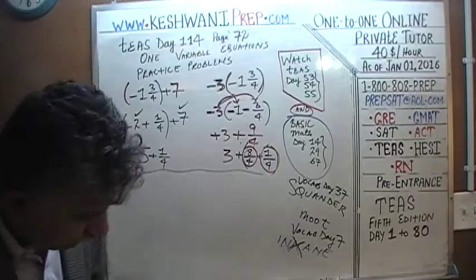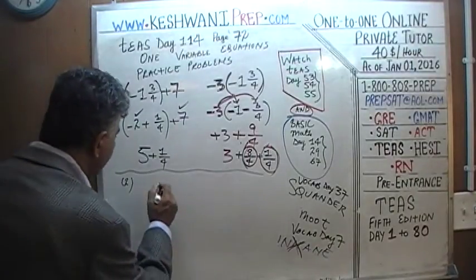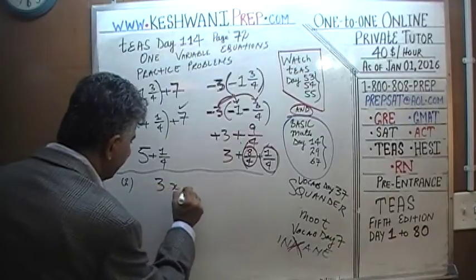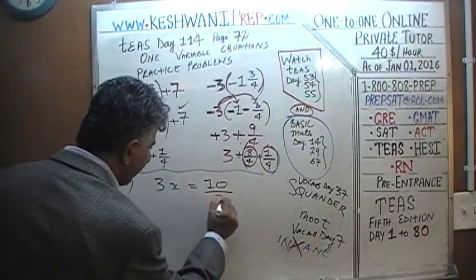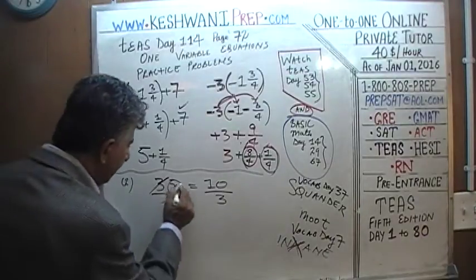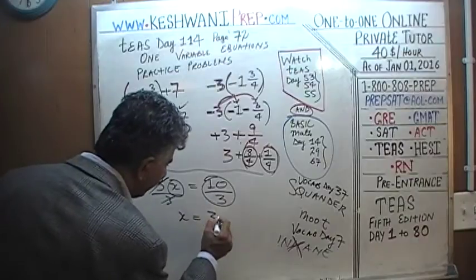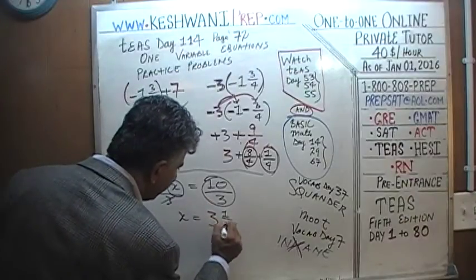Number 2 says 3x equals 10. Oh, this is too simple. 3x equals 10. Divide both sides by 3 and we are done. If you divide both sides by 3, 3 is going to drop out, and x equals 10/3. You can leave it like this, or you can say 10/3 is 3 1/3.